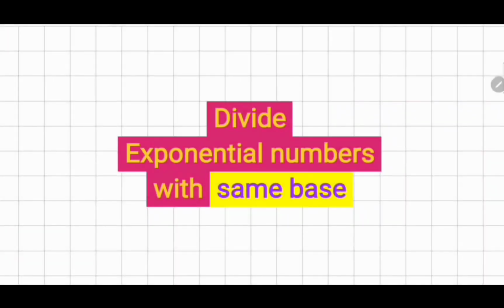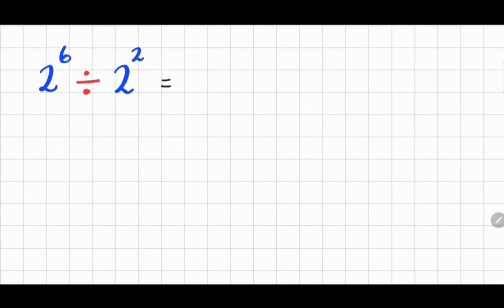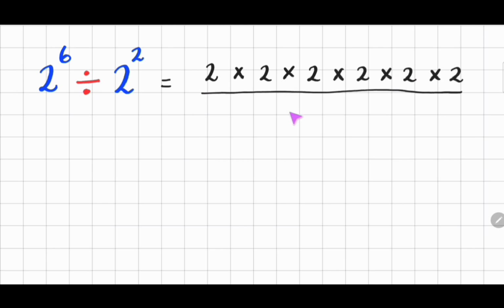Let's learn some rules to divide exponential numbers with the same base. Let's calculate the value of 2 power 6 divided by 2 square. 2 power 6 means 6 2's multiplied together, divided by 2 square, which means 2 2's multiplied together.